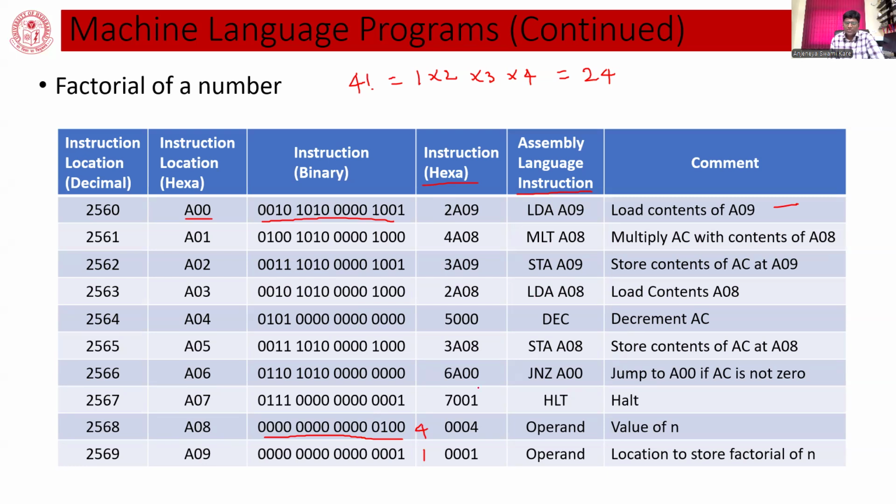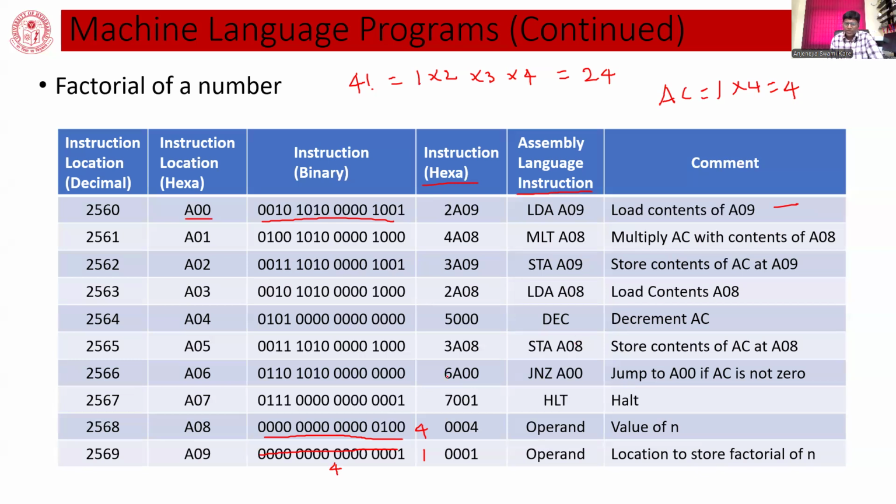Load A09. So 1 will be loaded to the accumulator, and then you will multiply with A08. In A08 you have 4. So 1 into 4 is equal to 4. The accumulator contains 4 now. Store A09. The accumulator value 4 will be stored in A09. So this will be overwritten to 4, the binary equivalent of 4.